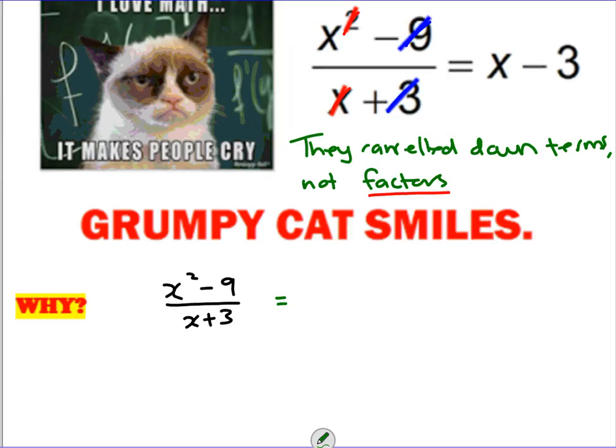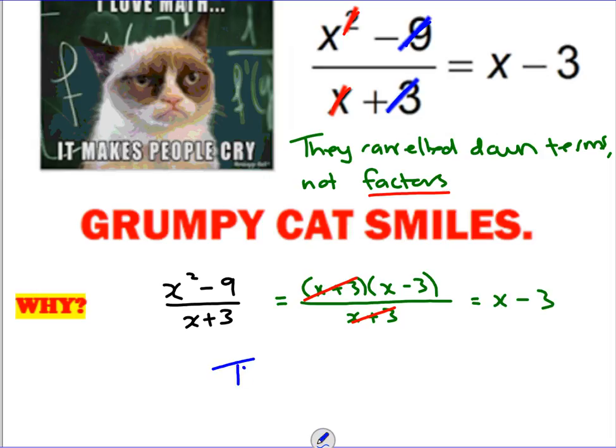X squared minus 9. And when you factorise a difference of squares, remember you write x plus 3, x minus 3. So x squared minus 4 would be x plus 2, x minus 2. X squared minus 1 would be x plus 1, x minus 1. And so on. So you would have to factorise the quadratic on the top, and then you've still got x plus 3 on the bottom. So what can we cancel down? We can cancel down x plus 3, and so the answer is actually x minus 3, but for different reasons.